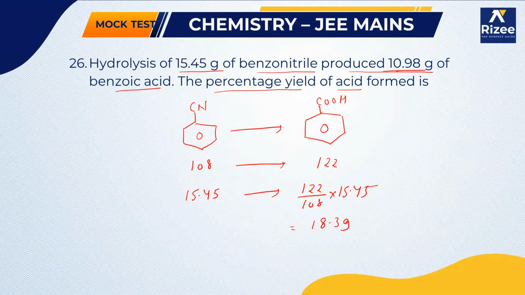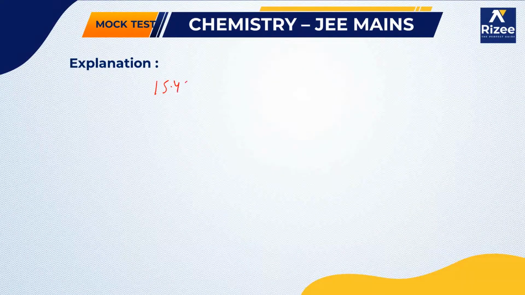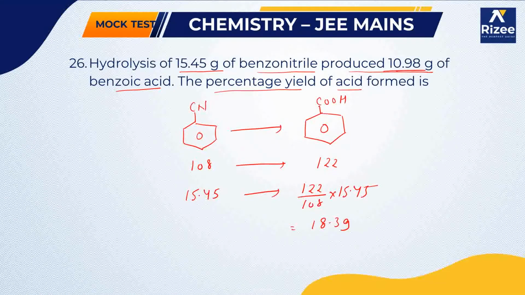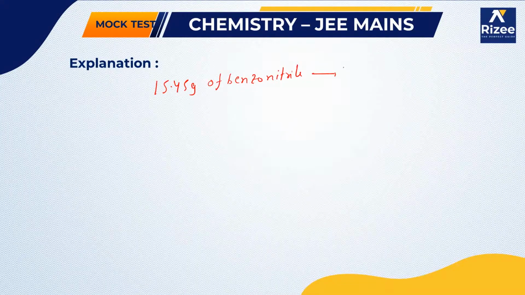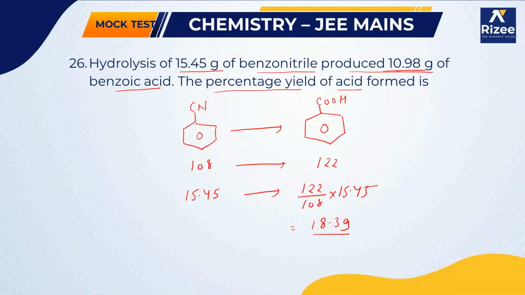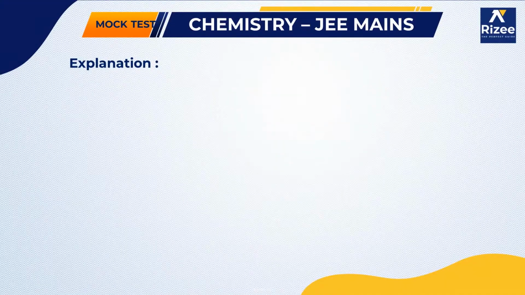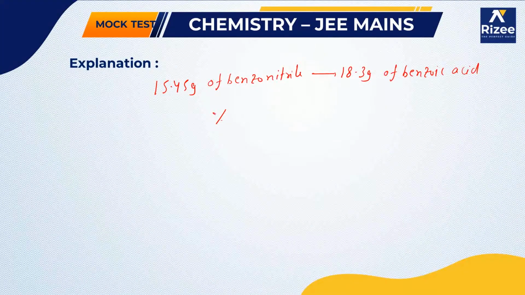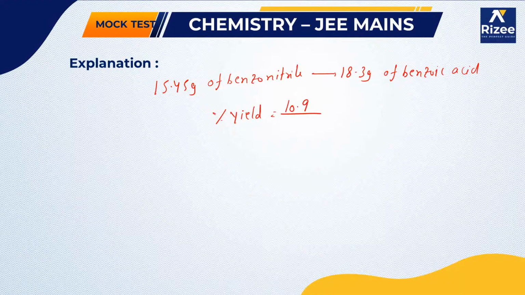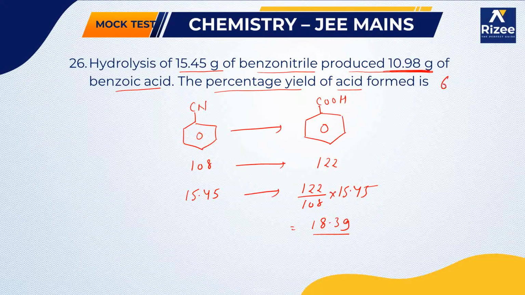So here we say that 15.45 grams of benzonitrile gives 18.3 grams of benzoic acid. But in the question he has given that we have only 10.98 grams of benzoic acid. So what is the percentage yield now? The percentage yield will be the actual value divided by the calculated value into 100, which will be equal to 60%. So our answer is 60.